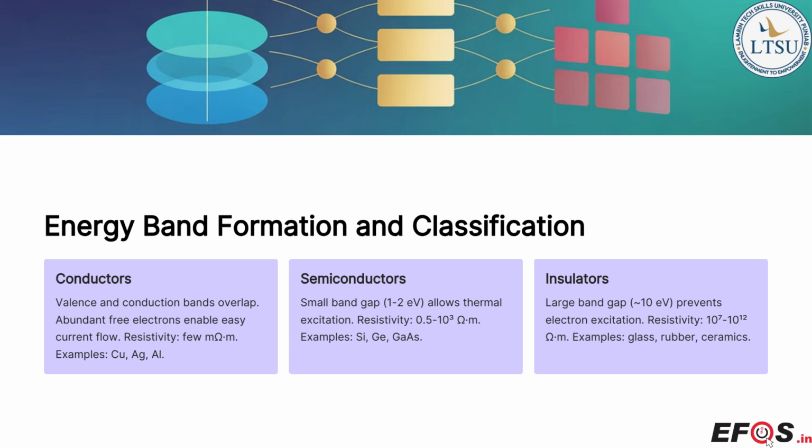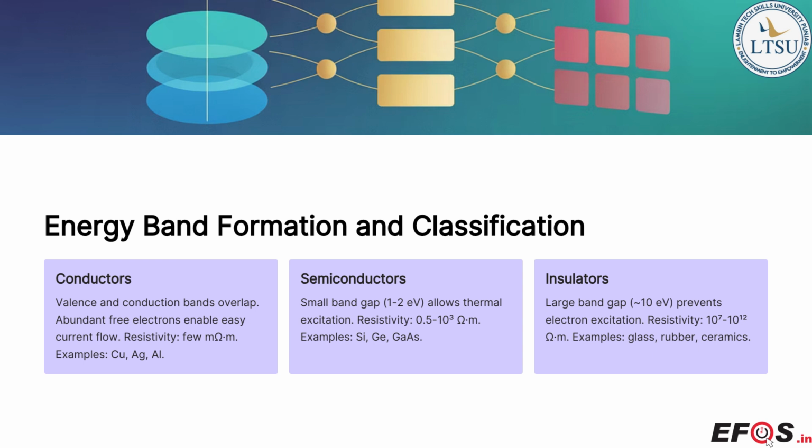The band theory allows us to classify all materials based on the structure of their energy bands. Conductors. In these materials, the valence band and conduction band overlap. This means there are abundant free electrons available, allowing for easy current flow and resulting in a very low resistivity. Examples include copper and silver.